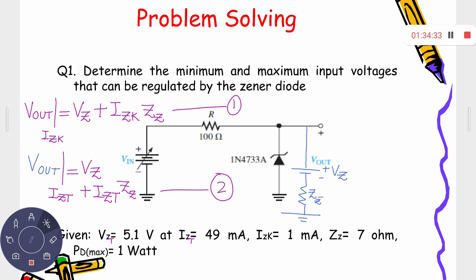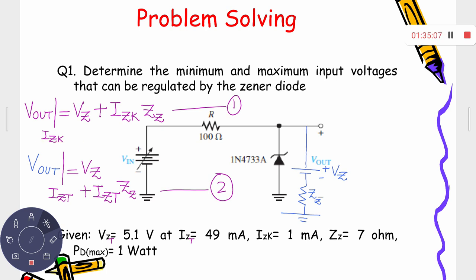Now, once you identify this V out minimum and V out maximum, then what is my Vin? Basically, the 100 ohms resistance is there, so the corresponding current IZK times 100 ohms for the minimum input voltage and IZM times 100 ohms for the maximum input voltage. Because that drop you have to take into account. Input voltage is equal to this drop plus this output voltage. You already get the Vout minimum and Vout maximum. Vout minimum is this one, IZK.